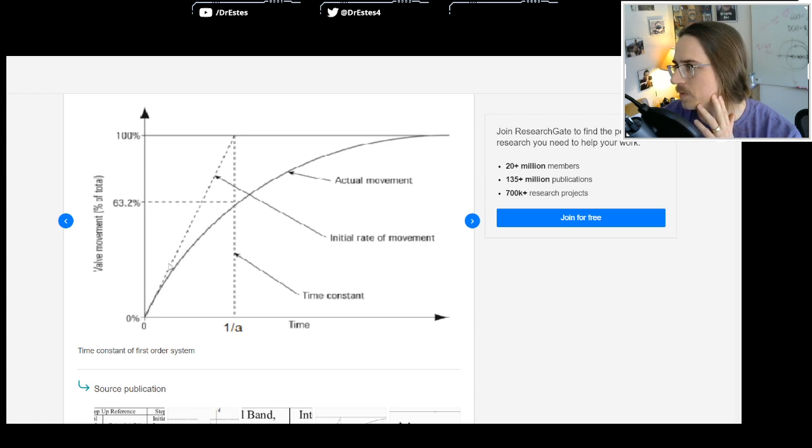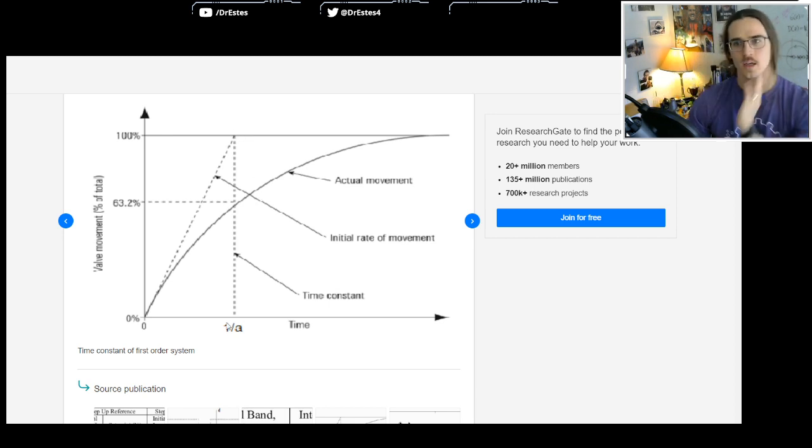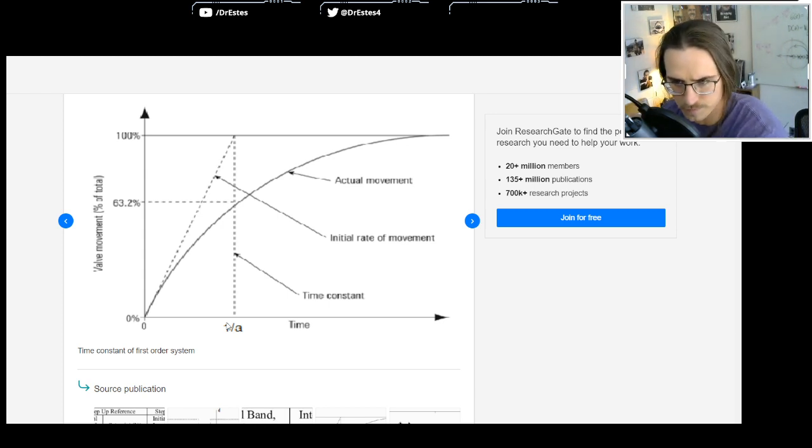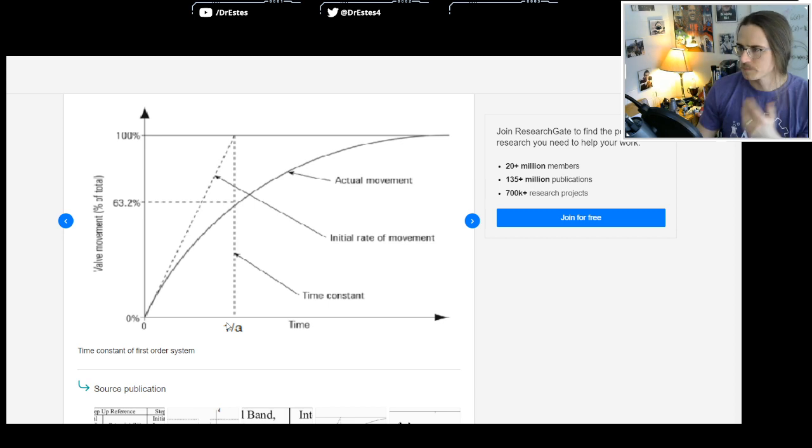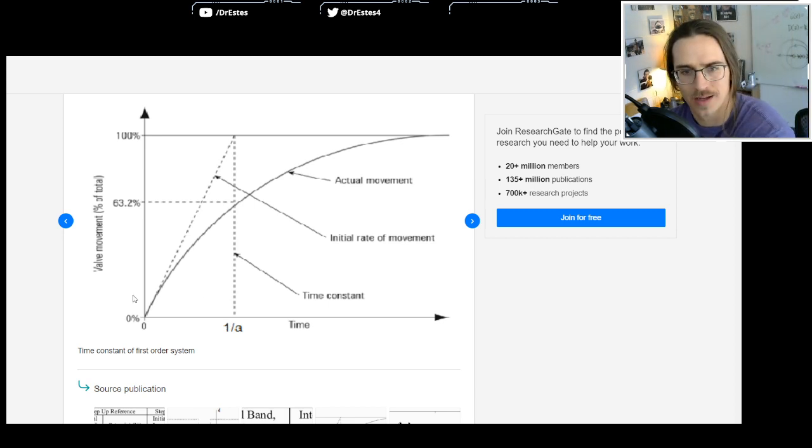The slope where it intersects the steady state line is the time constant. Oh, beautiful. I hadn't heard of that technique before. That's nice. I like it.